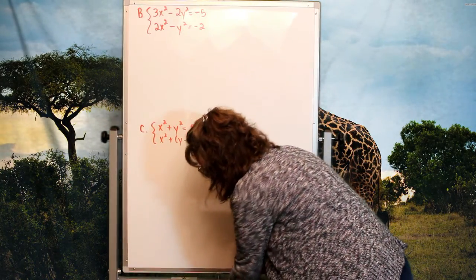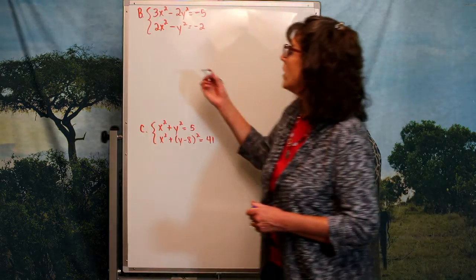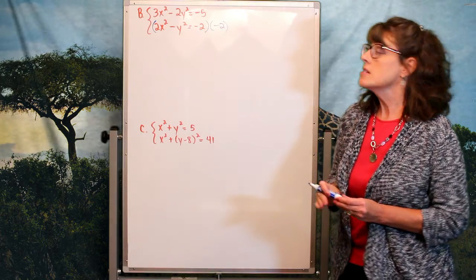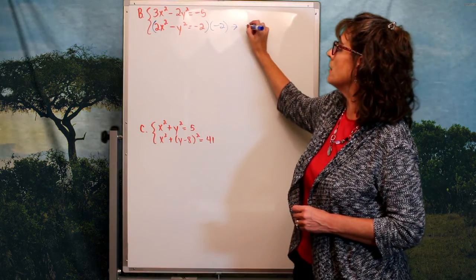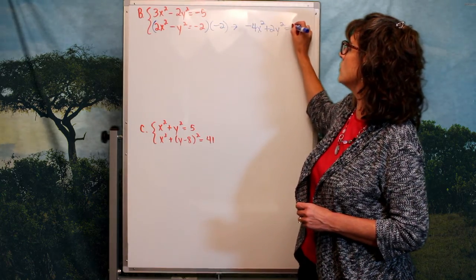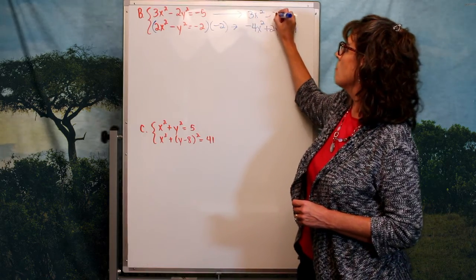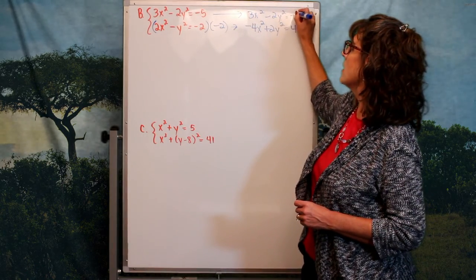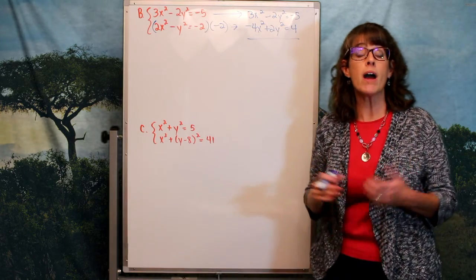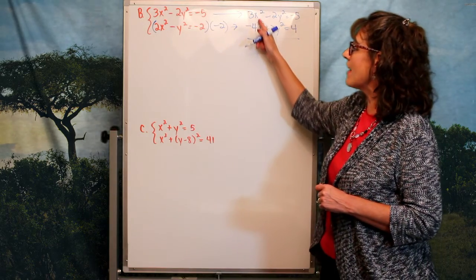And notice that, like I said before, I don't have opposite coefficients, but I can certainly create opposite coefficients. What if I take the bottom equation and multiply it by a negative 2? If I multiply that by a negative 2, I'm going to get a negative 4x squared plus 2y squared equal to 4. And I'll drag this one over as is, but check out what's going to happen here. Now when I add the two equations, the y squareds will eliminate and my y variable will be completely gone. It's awesome.